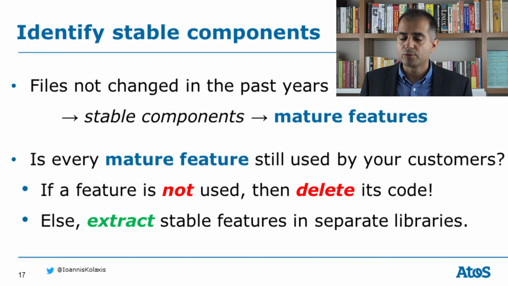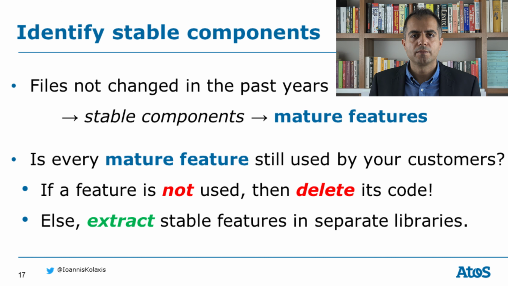And if we find out that these features are still used by our customers, that's fine, we will keep them. But we should better move them to a separate repository, and then use them in our application as external libraries, like, for example, we treat open source libraries, external jar files. Why would you keep files that haven't changed for the past 5 or 10 years in your repository?